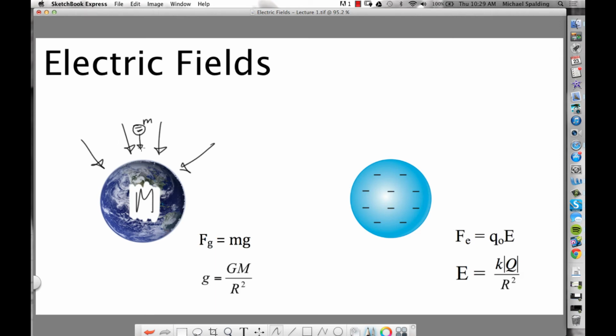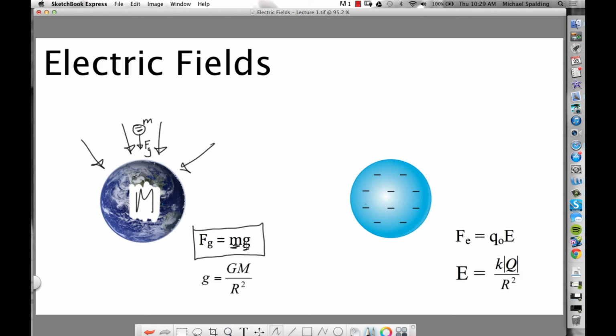There's going to be a force there. Now how would you calculate that gravitational force? That's this first equation here. The force of a gravitational field equals the mass in the field multiplied by the gravitational field, mg. One of the first equations you learned.